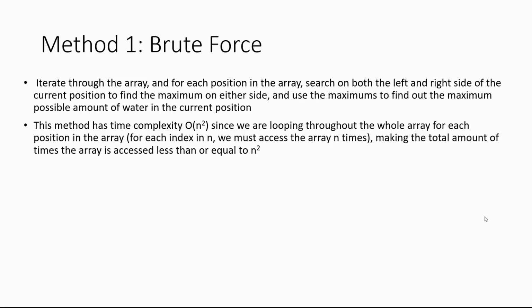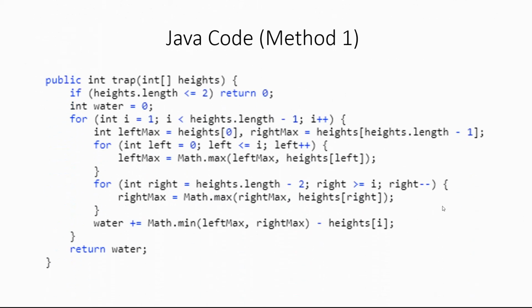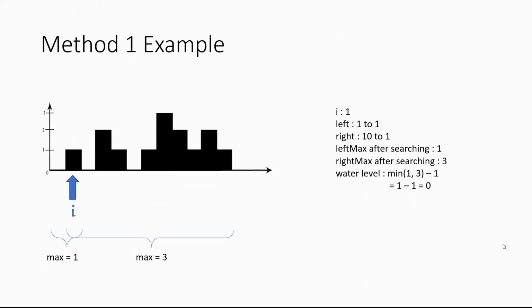For those interested, here's how I coded it in Java. As you can see, I store a left max and a right max, initialize them to the first and last values in the map, and go through everything on the left side of i and the right side of i, and apply the formula to find out how much water we can trap at the current position. Now let's go through an example to show how this algorithm works.